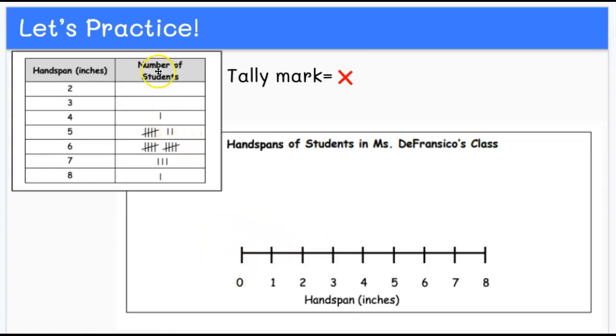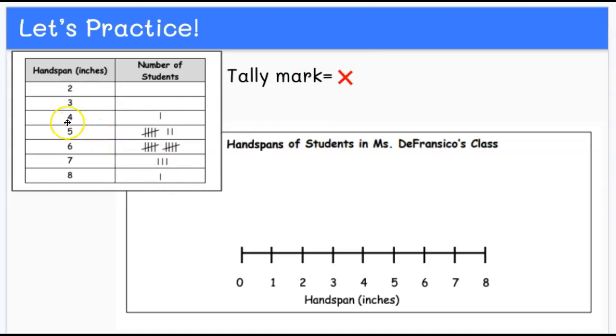Now, these tally marks show the number of students. So this means 1 student had a hand span of 4 inches. 7 students had a hand span of 5 inches. 10 students had a hand span of 6 inches. 3 students had a hand span of 7 inches, and 1 student had a hand span of 8 inches. So each tally mark is going to equal 1 X. We have to remember that each tally mark equals 1 X.